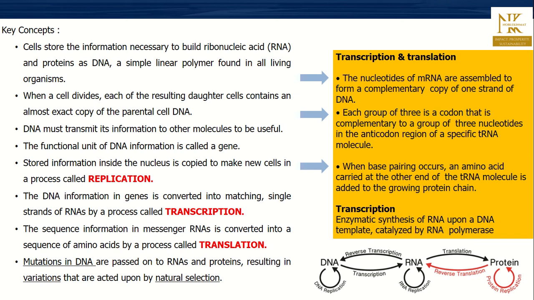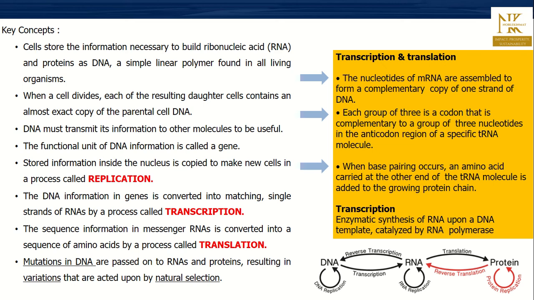Now, there are some key concepts we need to understand from our previous class. We have the DNA transcribed into RNA, and RNA translated into protein. That is the way in which the information is passed from the DNA to the protein, which is the functional part. This is the central dogma.